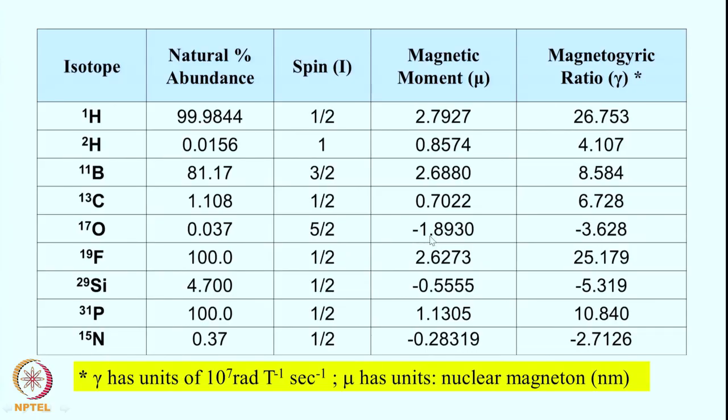Notice here, for O17, the magnetic moment is negative. Likewise, for nitrogen 15, it is negative. For silicon also it is negative. For all the others, the gyromagnetic ratio is positive, and therefore magnetic moment and angular momentum are collinear and have the same orientation, whereas for these ones they are collinear but have opposite orientation. This will have an effect on the interaction energies, as we will see when we look at the interactions between the nuclei and between the nuclei and the externally applied magnetic fields, which is an integral part of the NMR spectrometer.